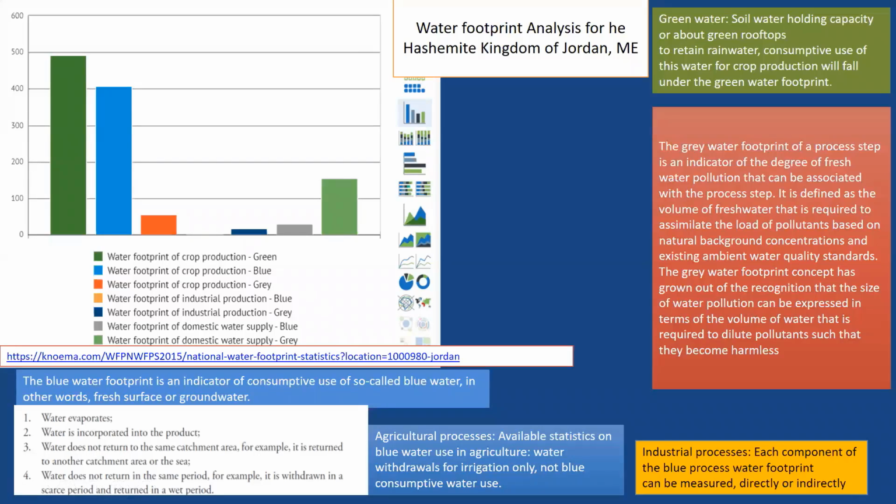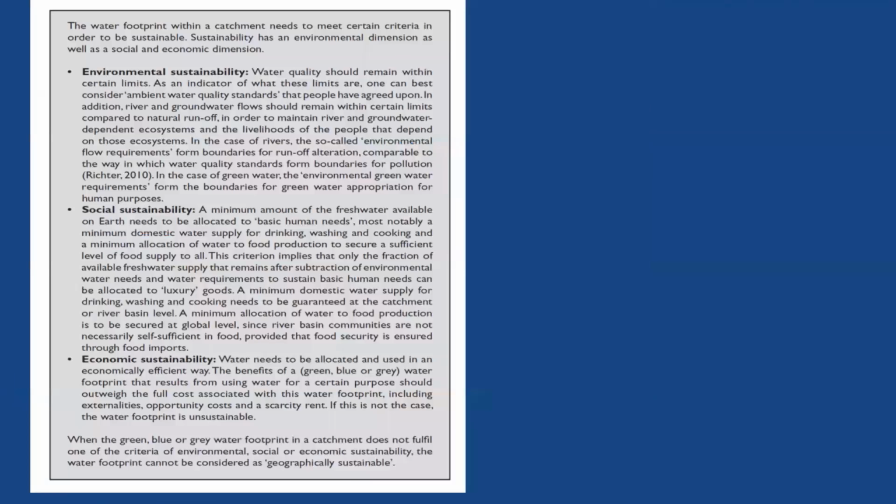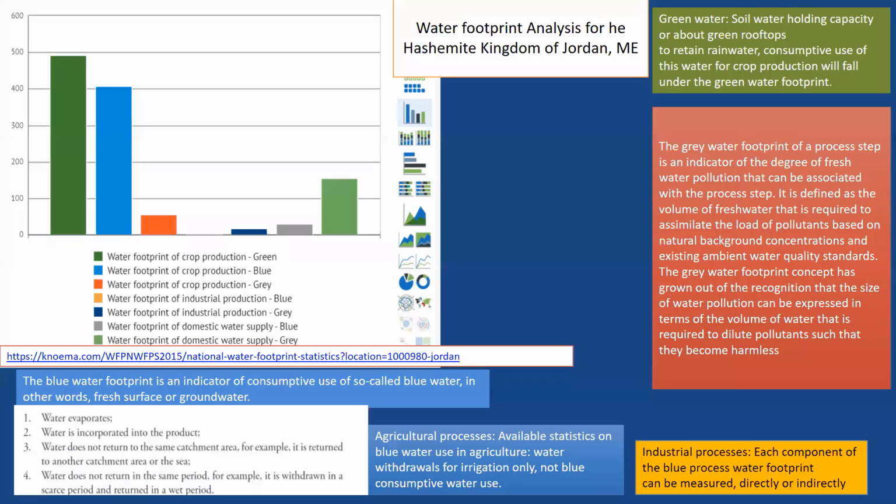Green water is for crop production and agriculture, and gray water footprint is an indicator that looks at the degree of water pollution associated with each step. Basically, it is the load of pollutants that must be assimilated, based on natural background concentrations, to make the water acceptable for humans and for biodiversity. In Jordan, the highest use of water is in crop production, and then domestic use. But there is also gray water treatment.